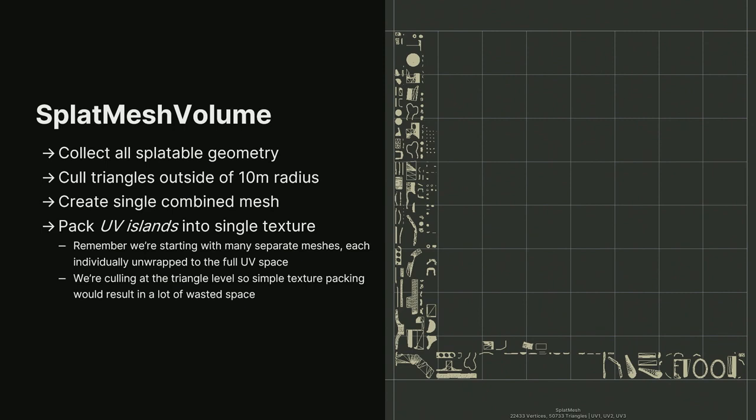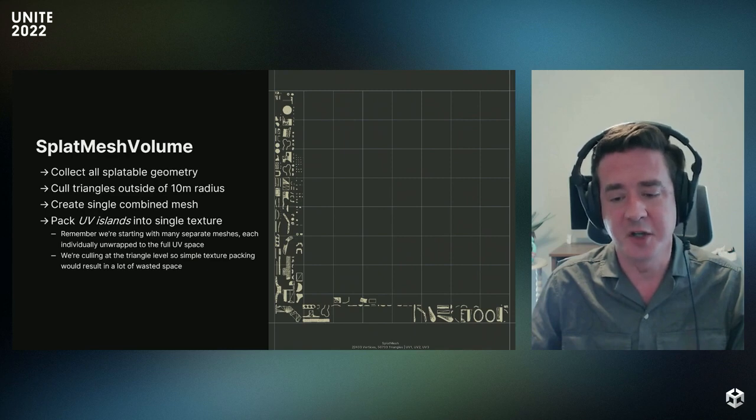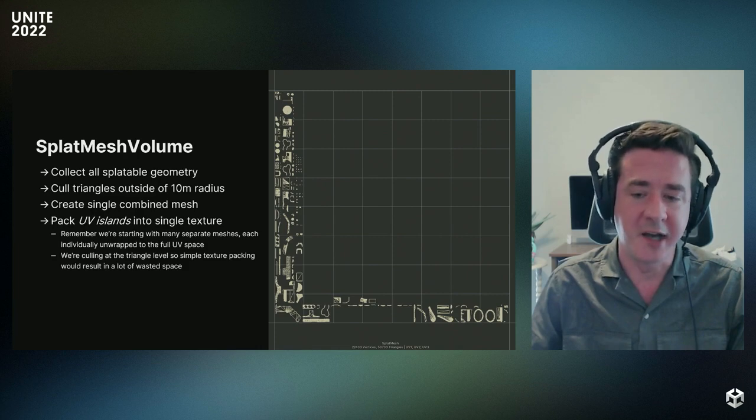And because we've started with many separate meshes that have all been unwrapped to their own 0 to 1 UV space, ideally we need to actually dynamically pack the UV islands into the texture for this generated mesh. If you think about simply rectangle packing for each of the unwrapped meshes, but some of those meshes are going to have 50% of their triangles culled, that means that 50% of the UV space is going to be wasted when we pack those just as basic rectangles. So ideally, if we could repack dynamically via the islands, that would be great.